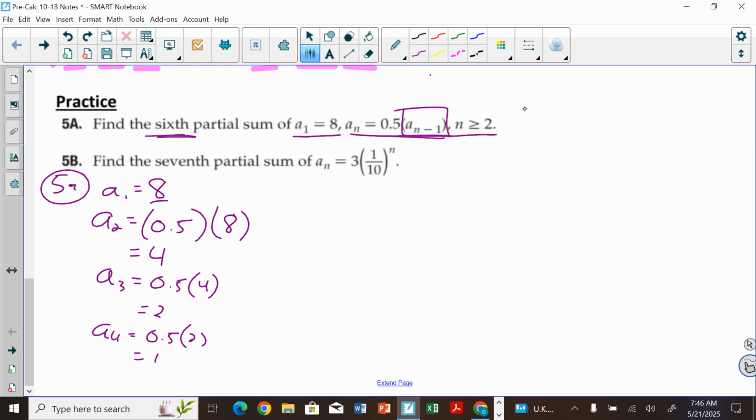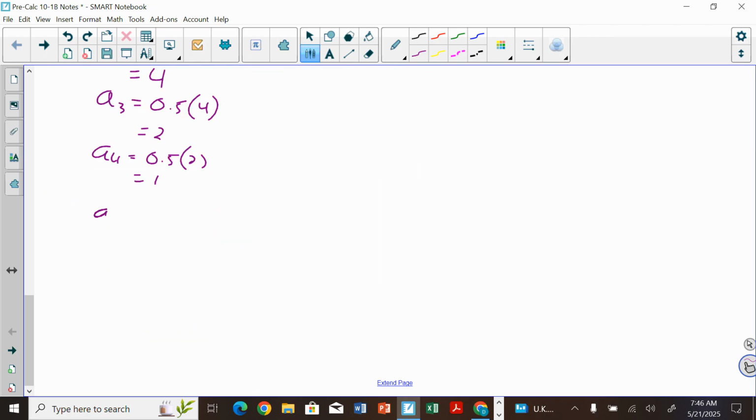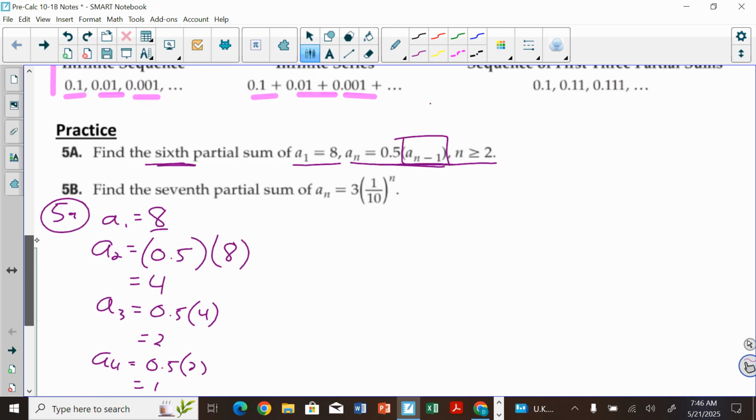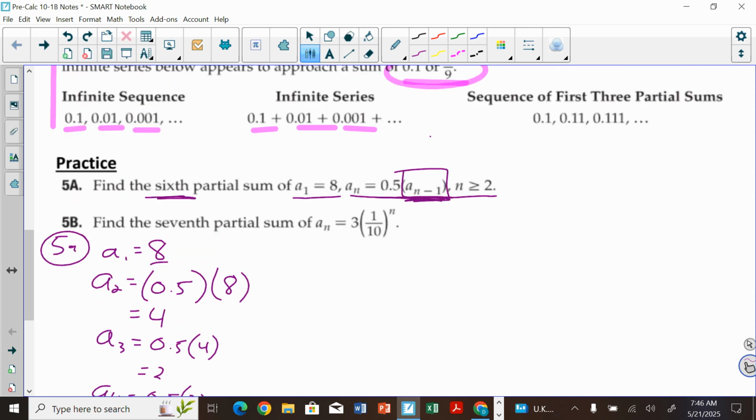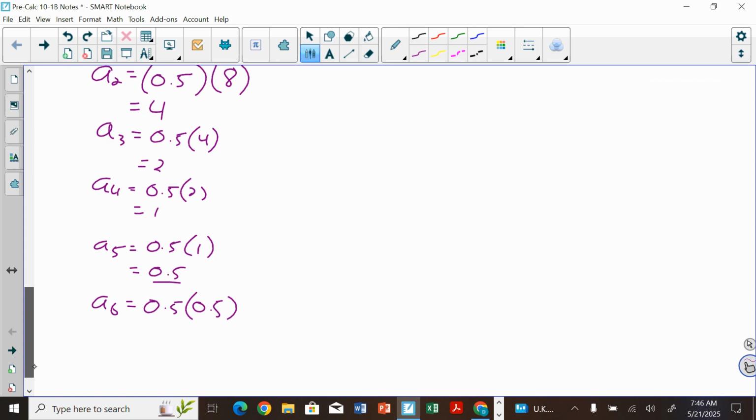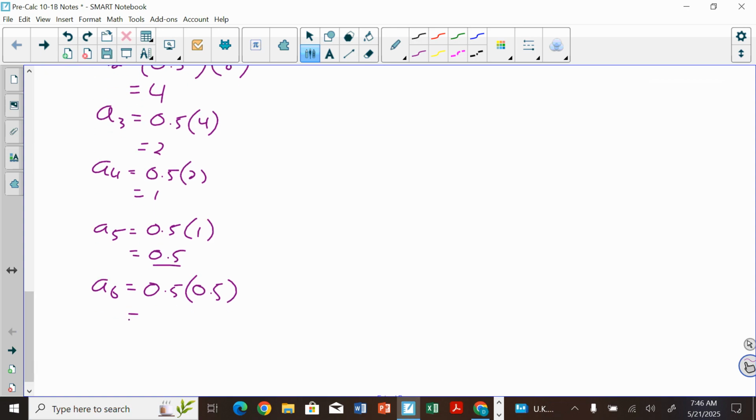And I'm just going to keep going down here. A sub 5 is going to be 0.5 times 1, which is going to be 0.5. And then a sub 6 is going to be 0.5 times 0.5, right? You're just using the previous term because that's what it says here to do, okay? It's a recursive formula. So now that's going to be 0.25.